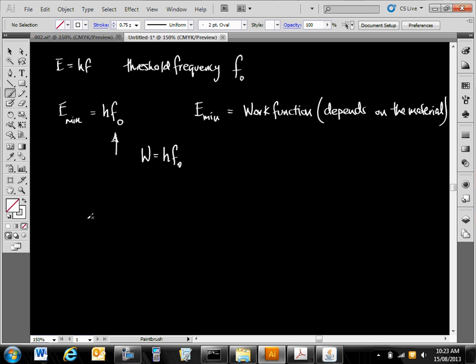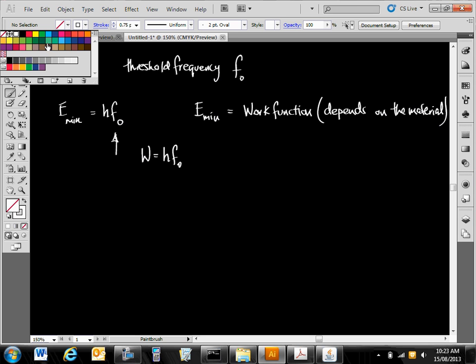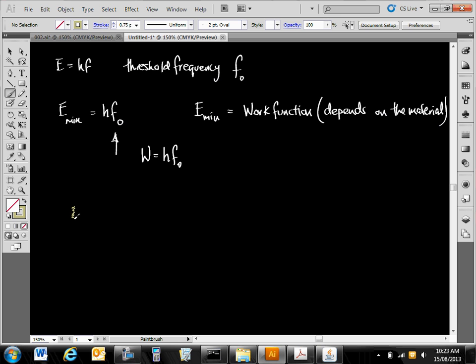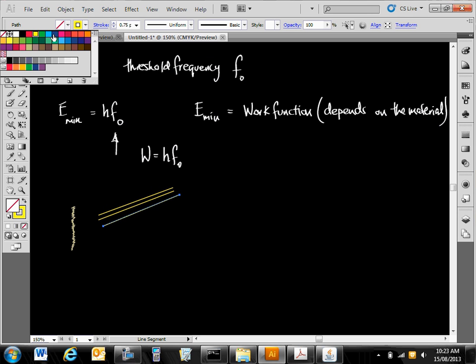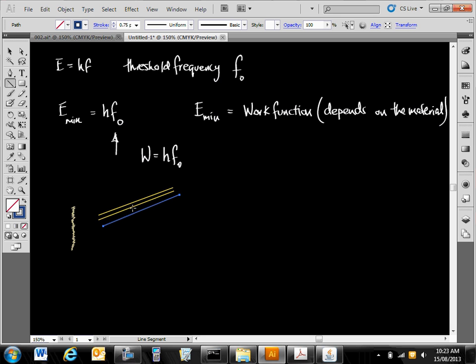What about if we do this now? We have some metal surface, whatever it may be. We shine some light on it, and that light has several different frequencies. I'm just using some different colors to show that it's got different frequencies.